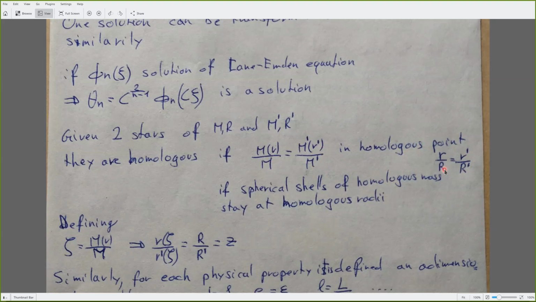Increasing for one star, the position, the shape essentially of how the ratio of the mass within a certain radius divided by the total mass varies with respect to the total radius, the relative radius. For the two stars, the two shapes are equivalent. Or, saying another way, spherical shells of homologous mass stay at homologous radius.